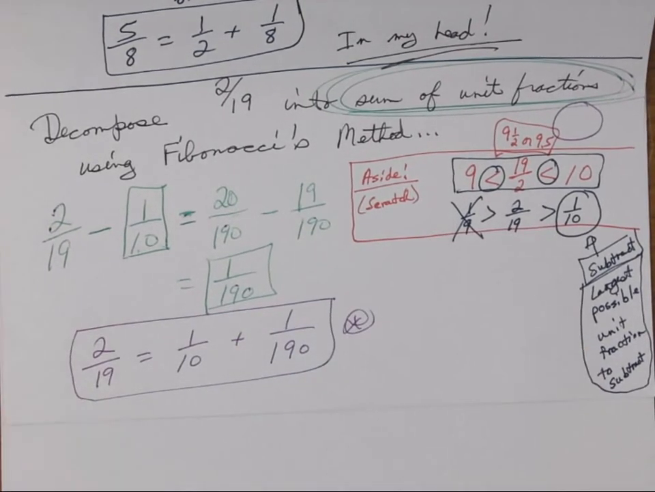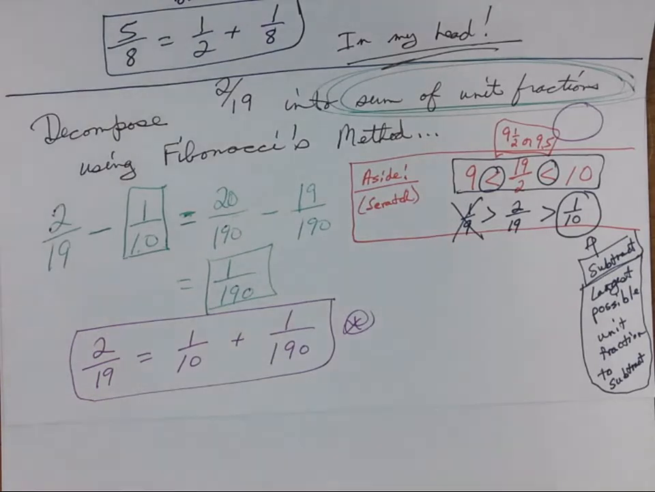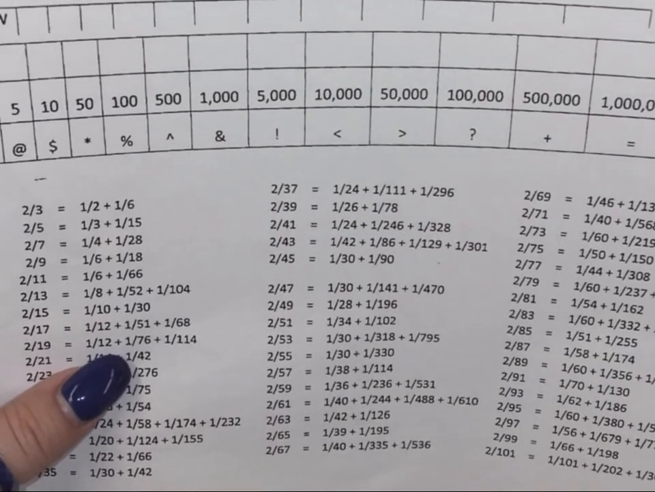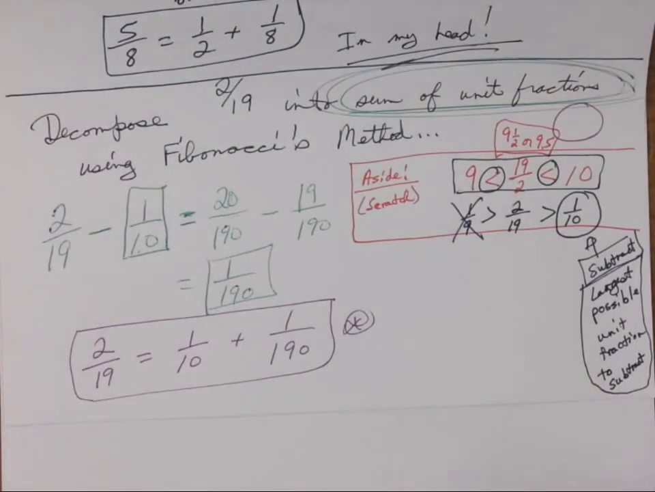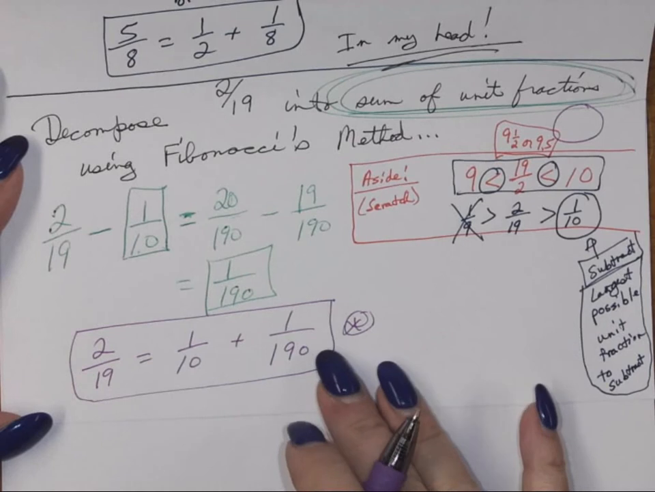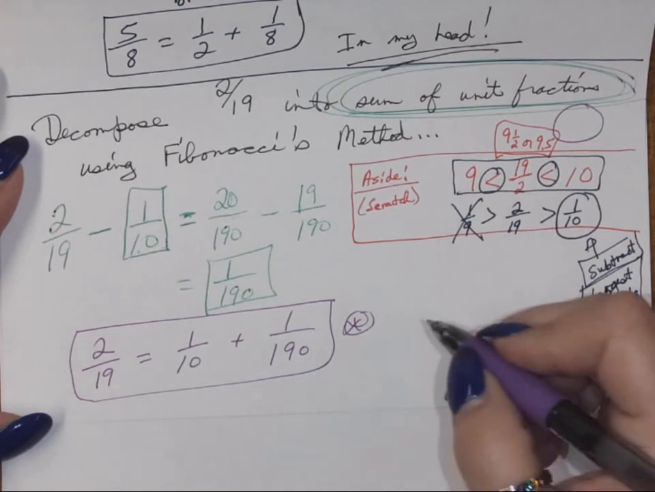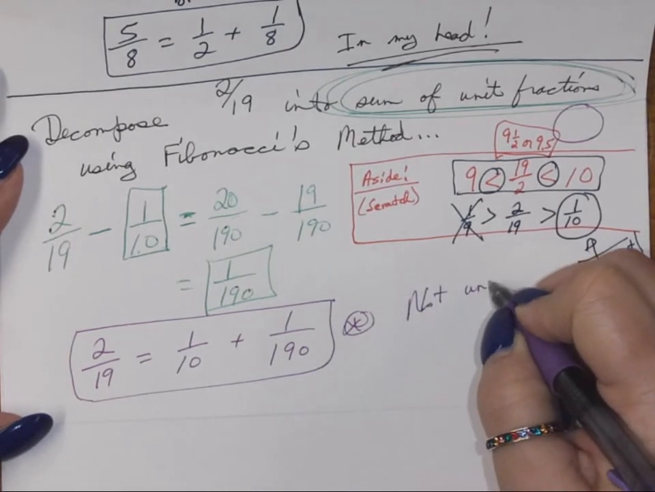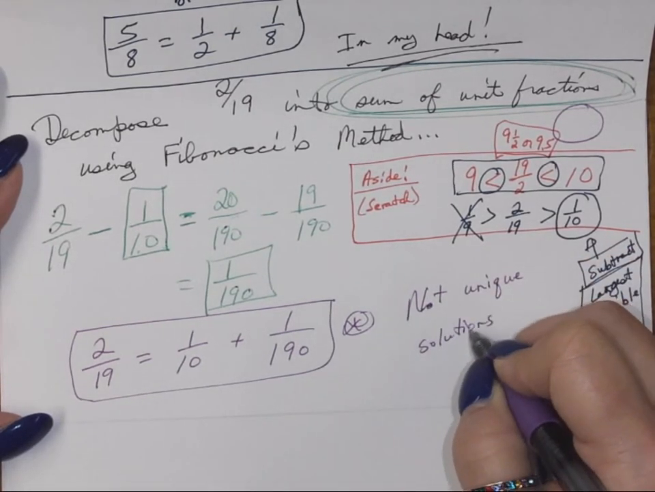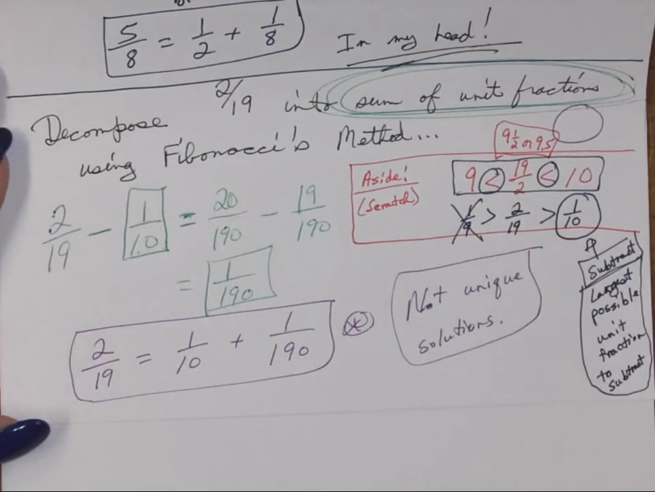That is my answer. Okay. So when I go back and compare that to the Rhind Papyrus, for 2 over 19 they have 1/12 plus 1/76 plus 1 over 114. That just reconfirms for us that even though we don't have the same answer as the Rhind Papyrus, these are not unique solutions. So the Egyptians did things a little bit differently, and that's okay.